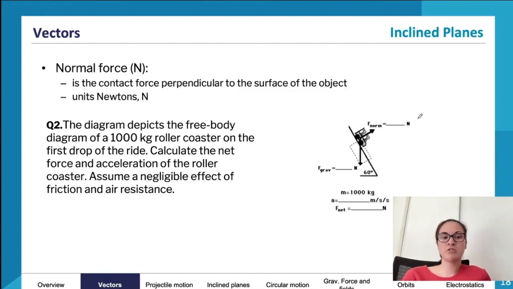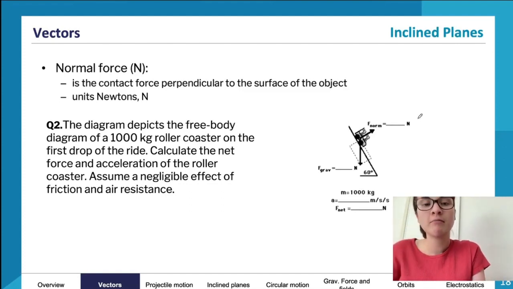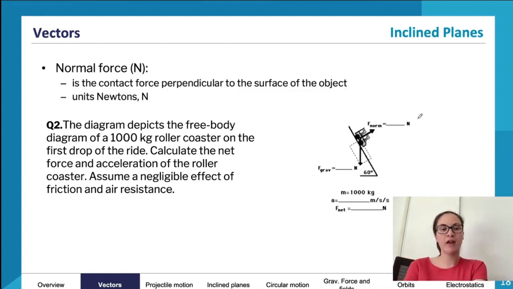So first of all, we need to calculate... Oh wait, did I even read the question? I don't know. Maybe not. Question 2. This diagram depicts a free body diagram of a 1,000 kilogram roller coaster on the first drop of the ride. It asks us to calculate the net force and acceleration of the roller coaster, and we have to assume a negligible effect of friction and air resistance. Once again, keyword here is assume. We don't have to worry about friction, and we don't have to worry about air resistance.